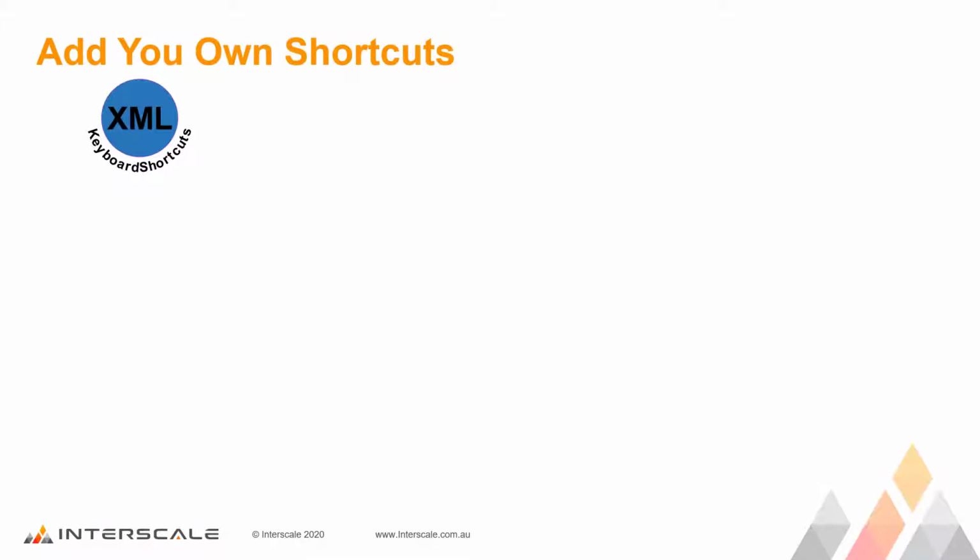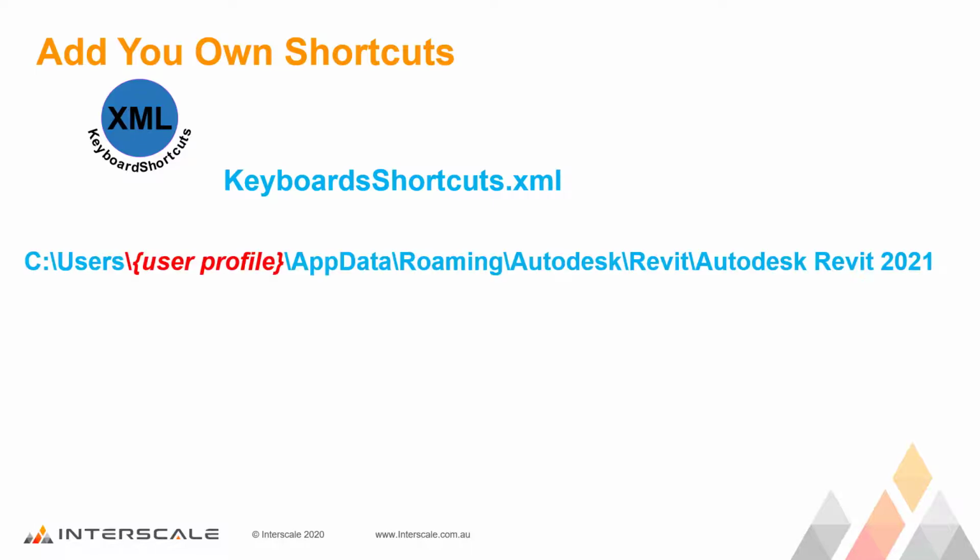When you edit or create keyboard shortcuts, you're actually editing the KeyboardShortcuts.xml file, which you'll find in this folder. So it's going to be different for each user. You've got to go to C, Users, your name, AppData, Roaming, Autodesk, Revit, Autodesk Revit 2021, and you'll find the keyboard shortcut XML file here. If you want, you could copy this to other users so that they're all using the same version of the XML file. Or just let each person customize their own keyboard to suit their own requirements.